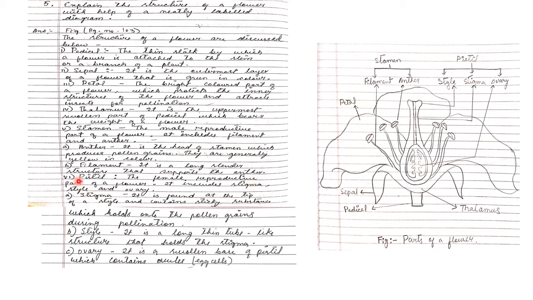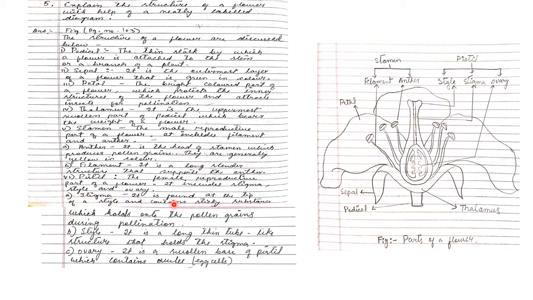And now, number 6, pistil. The female reproductive part of a flower. It includes the stigma, style, and ovary. So this is the pistil and it includes the style, stigma, and ovary.